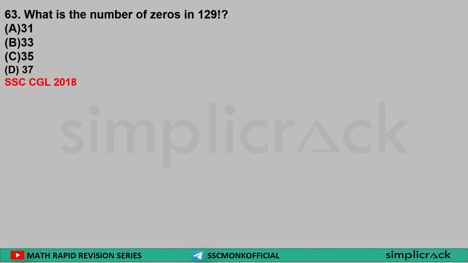Same as the previous one. Okay. So 129 divided by 5 plus 129 divided by 25 plus 129 divided by 125. Now 129 divided by 5 is equal to 25, plus 129 divided by 25 is equal to 5, plus 129 by 125 is equal to 1. 25 plus 5 is 30, plus 1 is 31.